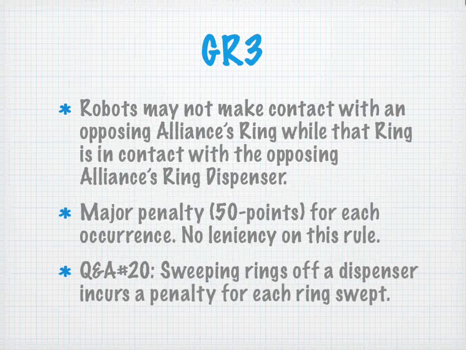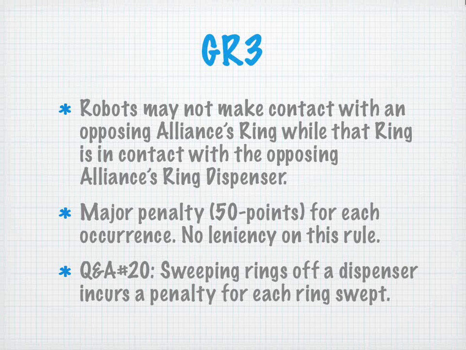Game restriction 3: robots may not make contact with an opposing alliance's ring while that ring is in contact with the opposing alliance's ring dispenser. So those are the little horizontal pegs on the center of each of the 4 perimeter walls of the field. A blue robot cannot touch a red ring that's in contact with the red dispenser. That's a gigantic penalty. It's a major penalty. It's 50 points.